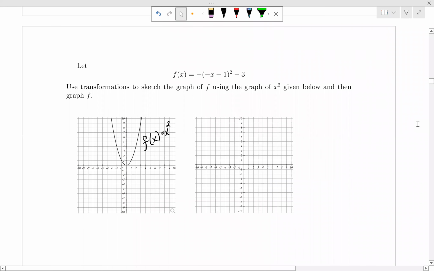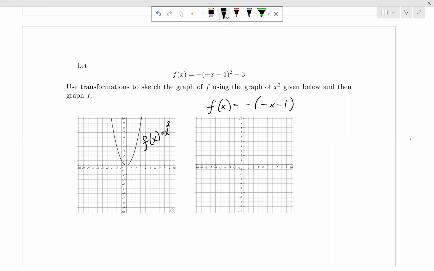Hey, so for this problem, it says it wants us to use transformations to sketch the graph of f using the graph of f of x equals x squared given below. So we want to sketch the graph of f of x equals negative x minus 1 squared minus 3. All right.